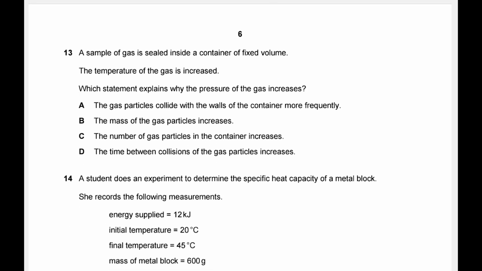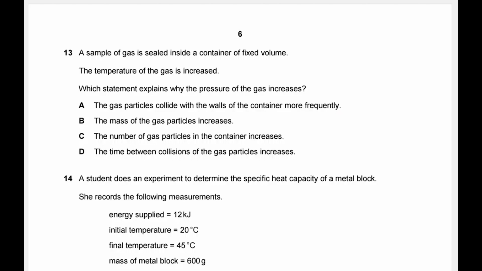Number 13, a sample of gas is sealed inside a container of fixed volume. The temperature of the gas is increased. Which statement explains why the pressure of the gas increases? A. The gas particles collide with the walls of the container more frequently.